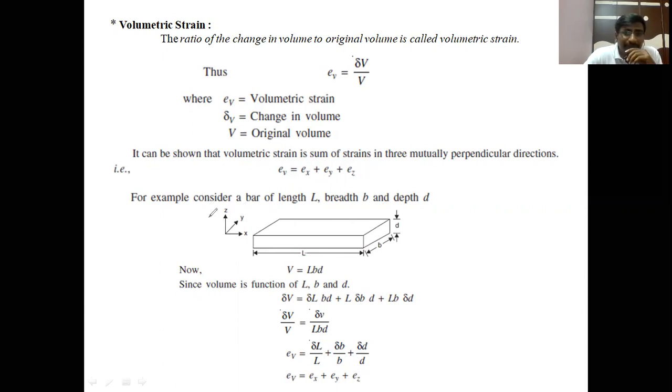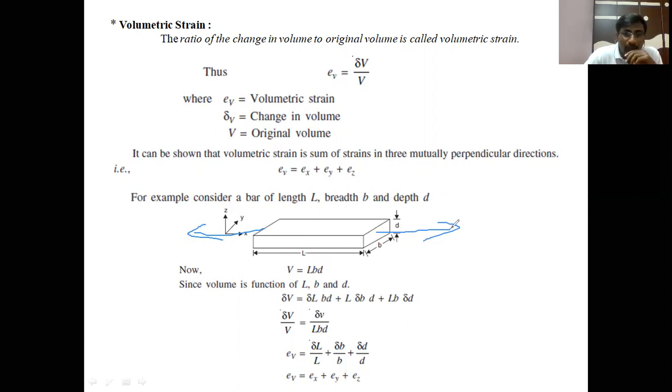For example, consider a bar of length capital L, breadth B, and depth D. L is the length, B is the breadth, D is the depth. By applying the load on this material like this, it is called the tensile load on the material along the length side.